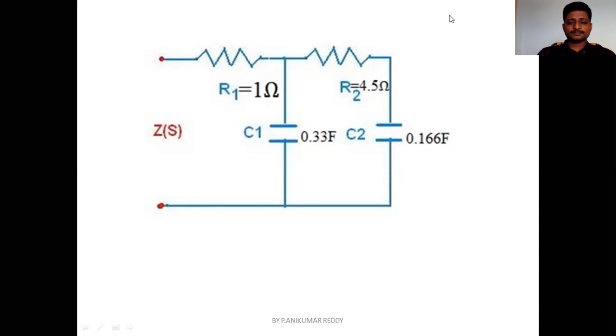If you look at the Foster form, we got four elements. First a capacitor, then a parallel combination of resistor and capacitor, and finally a resistor. So we got two resistors and two capacitors for Foster 1. And in Foster 2 also we are getting the same number of elements. The number of elements will not change. Maybe their values and the connections may change, but the number of elements will not change. That is one indication that you are doing it correctly.